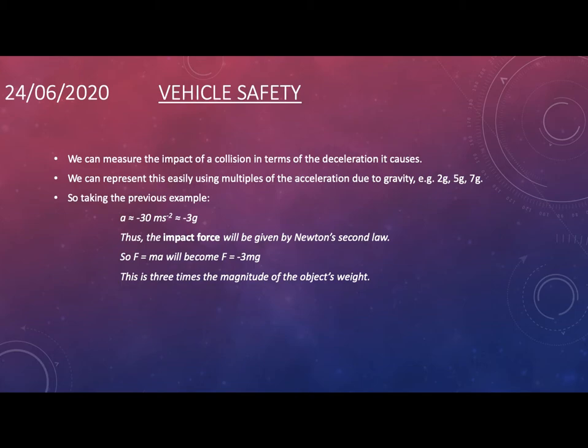So the impact force given by Newton's second law, F equals ma, becomes F equals minus 3 mg, 3 times the magnitude of the object's weight. And that's what we're saying when it's 3 g's of force, we mean it's 3 times the magnitude of the object's weight.